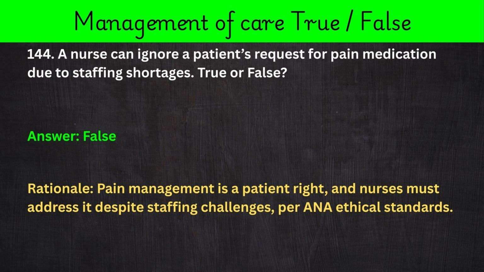144. A nurse can ignore a patient's request for pain medication due to staffing shortages. True or false? Answer: false. Rationale: pain management is a patient right, and nurses must address it despite staffing challenges per ANA ethical standards.